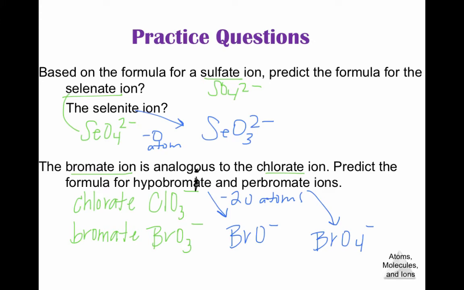So one thing to change is it should say predict the formula for hypobromite and perbromate. But as you go through question 1, based on the formula for sulfate, predict the formula for selenate, they're in the same group, which means they're going to work the same way. So instead of SO4, it will be SeO4, and then selenite, you take an oxygen atom away, so SeO3, 2-. Remember the charge stays the same. And then in the second question, bromate is analogous to chlorate, predict hypobromite and perbromate, which you see below.